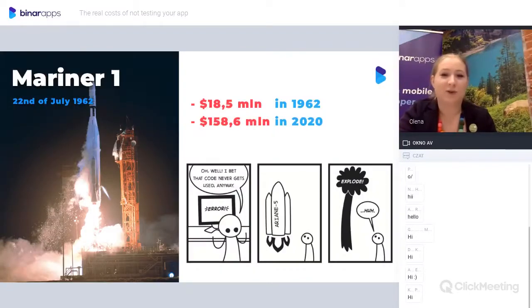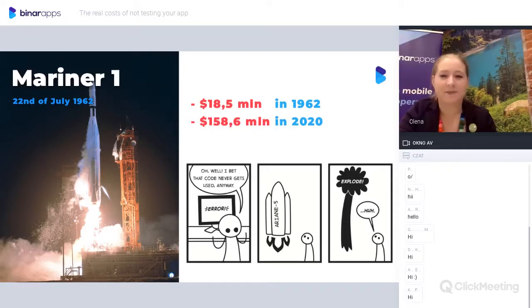Okay, now one more thing, which is a bit funnier, I guess. I mean, funnier because no one died. On the 22nd of July, 1962, Mariner 1, which was traveling to Venus, self-destroyed 290 seconds after start. So it also cost them lots of money, which was $18.5 million in 1962. In today's money, that's around $158.6 million.